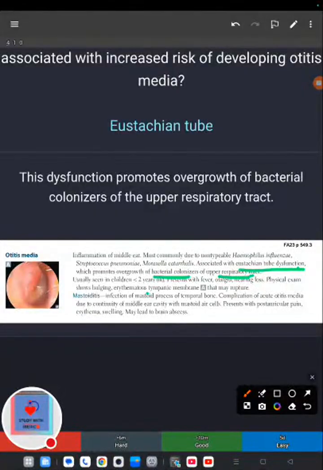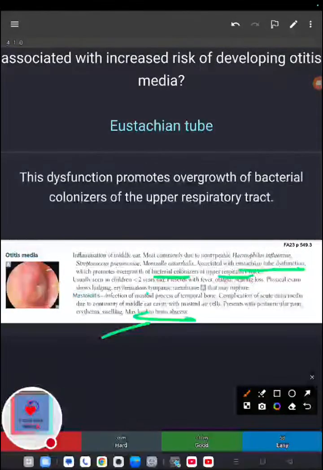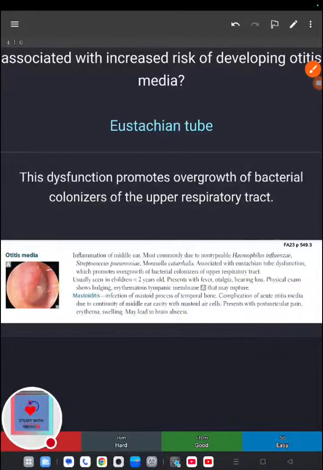This is post-auricular pain, erythema, swelling, and may lead to brain abscess. Okay.